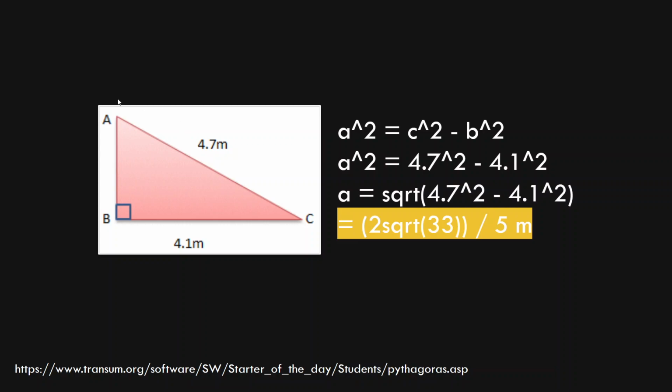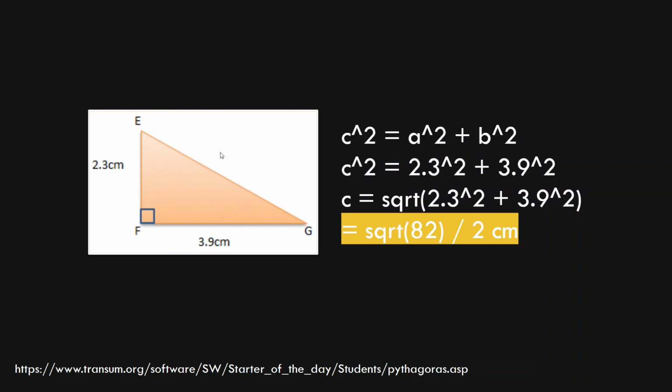So c here, the hypotenuse, is 4.7. So you substitute c in, 4.7 into c, and the b here, the other length, would be 4.1. So you substitute that into b, and then you want to square root the entire equation to get your value of a. And so if you put this into the calculator, you will get the final answer, 2 squared 33 over 5 meters. Don't forget the units at the end to get the mark.